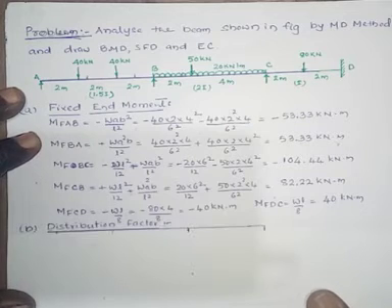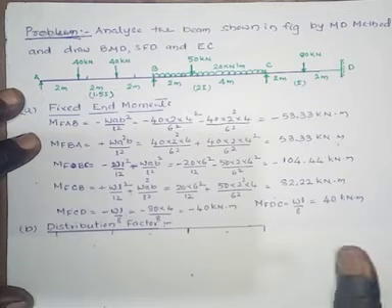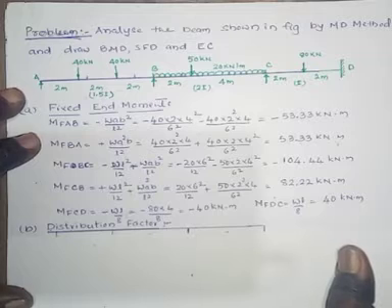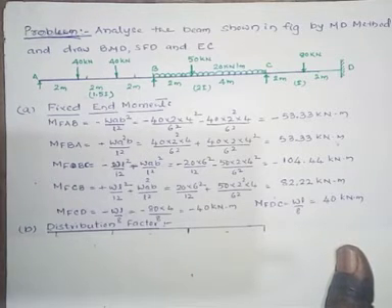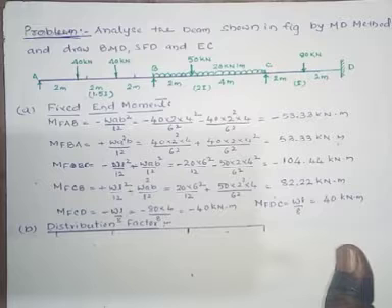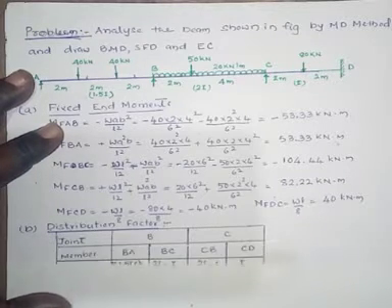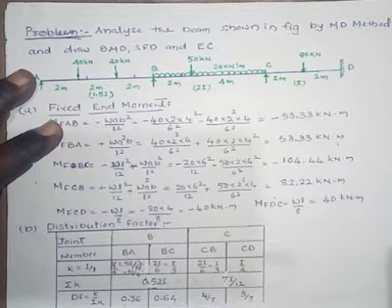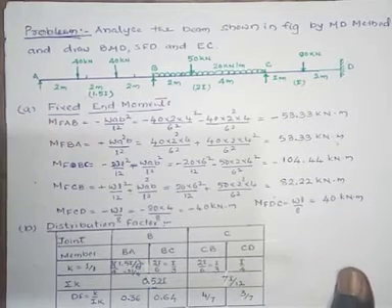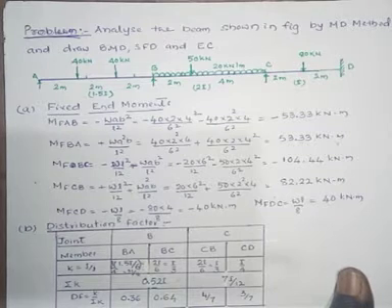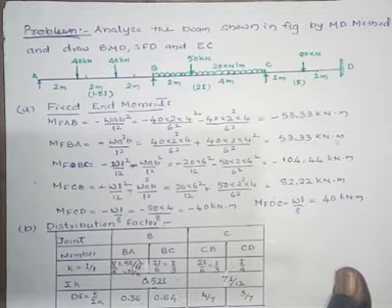Then the second step is to calculate the distribution factors at the joints only. Here at joint B, two members are connected, one is BA, one is BC. Similarly, at joint C, two members are connected, CB and CD. Then for joints B and C, we have to calculate the distribution factor.